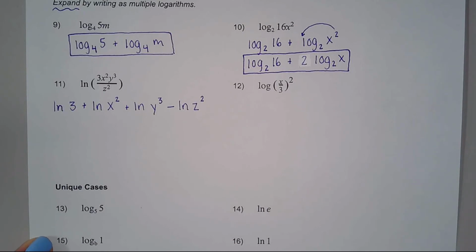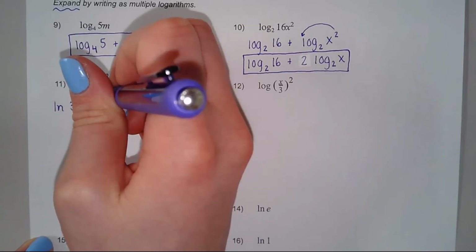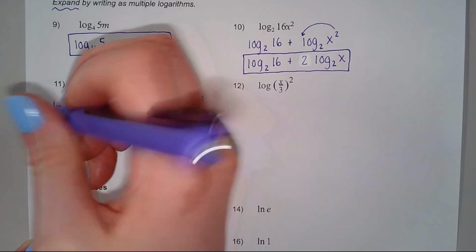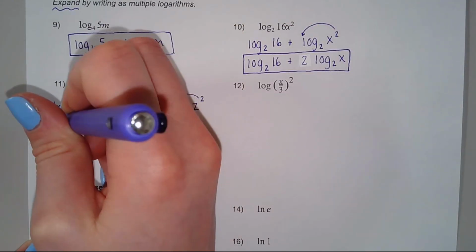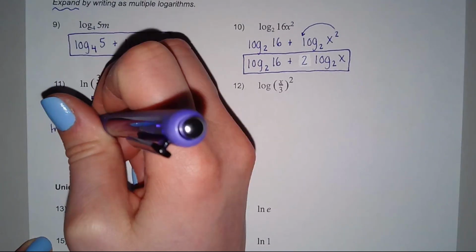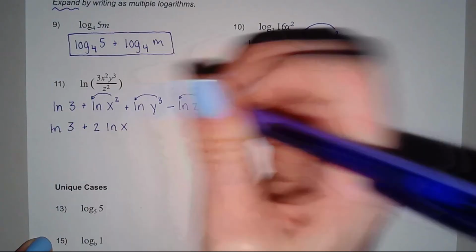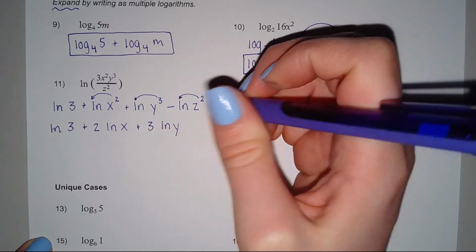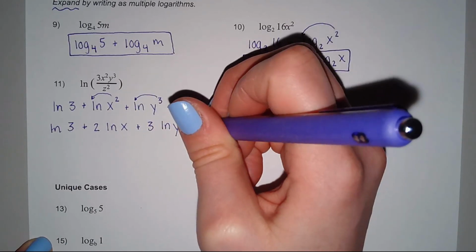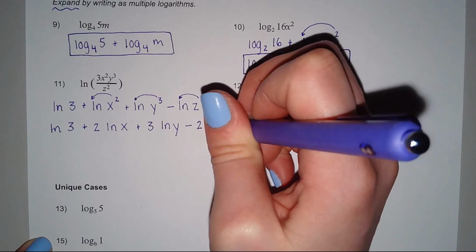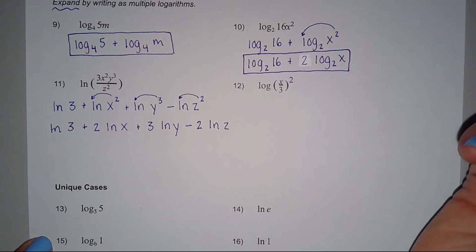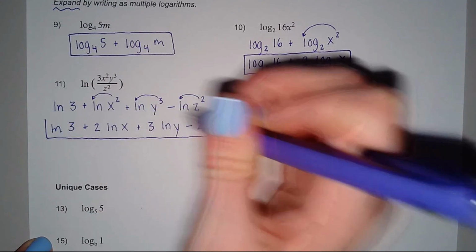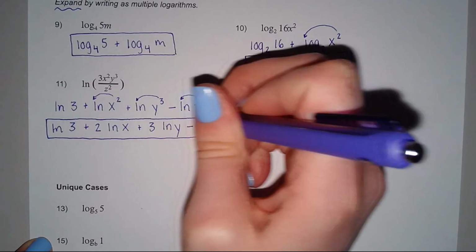Again, we don't want any exponents, so I'm going to go ahead and bring all of these exponents down out in front as multiplication. So we'll keep that natural log of 3. I'll go ahead and get 2 times the natural log of x, and 3 times the natural log of y, and minus 2 times the natural log of z. This would be fully expanded when we no longer have any multiplication or division or exponents.